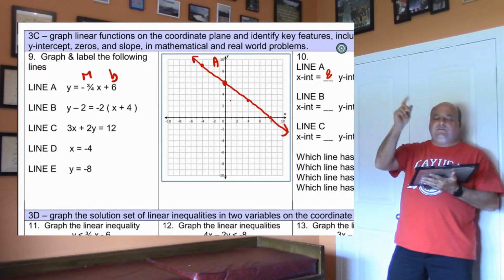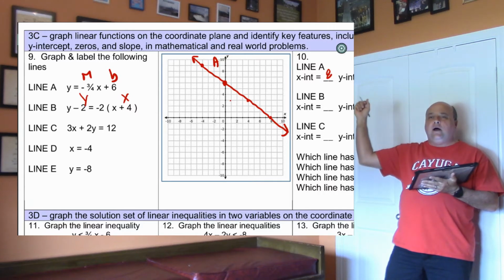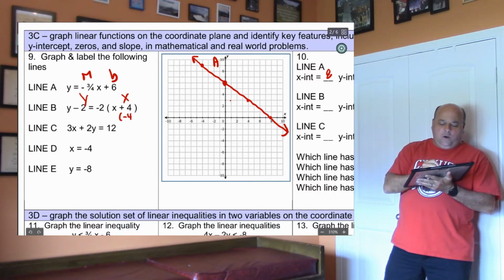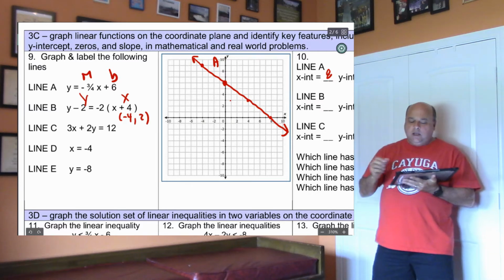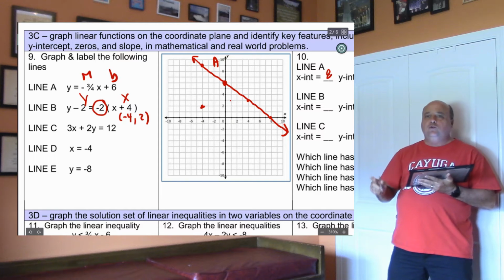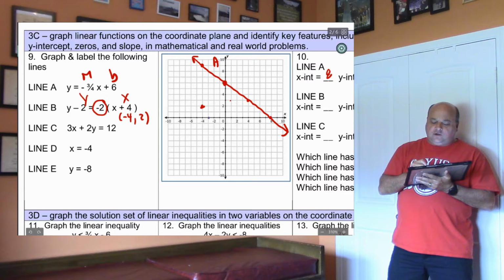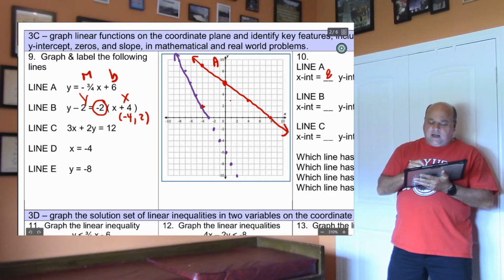Line B, we need to get the ordered pair. Remember, this is my y, this is my x, and when I pull it out, I'm going to get the opposite. So my point is negative 4, 2. So put a dot at negative 4, 2, and my slope is negative 2. That means from this dot, let me do a different color. From this dot, I'll go down 2, right 1, down 2, right 1, down 2, right 1, and keep repeating the process. Then go up. You've been doing this on your star reviews, haven't you? Connect the dots. This is line B.